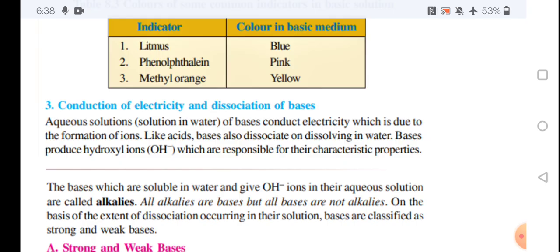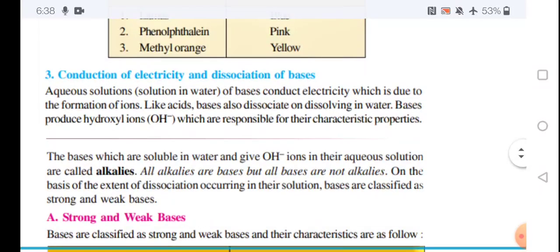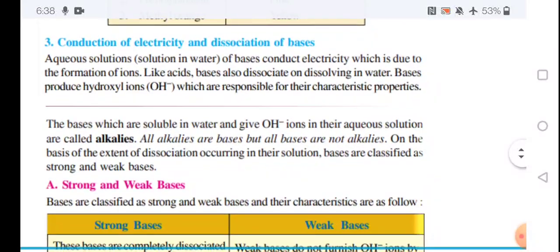Aqueous solutions of bases conduct electricity, which is due to the formation of ions. Like acids, bases also dissociate on dissolving in water. Bases produce hydroxyl ions, which are responsible for their characteristic properties. When bases are mixed with water, they give hydroxyl ions, that is OH negative, that is an anion, in their aqueous solution.